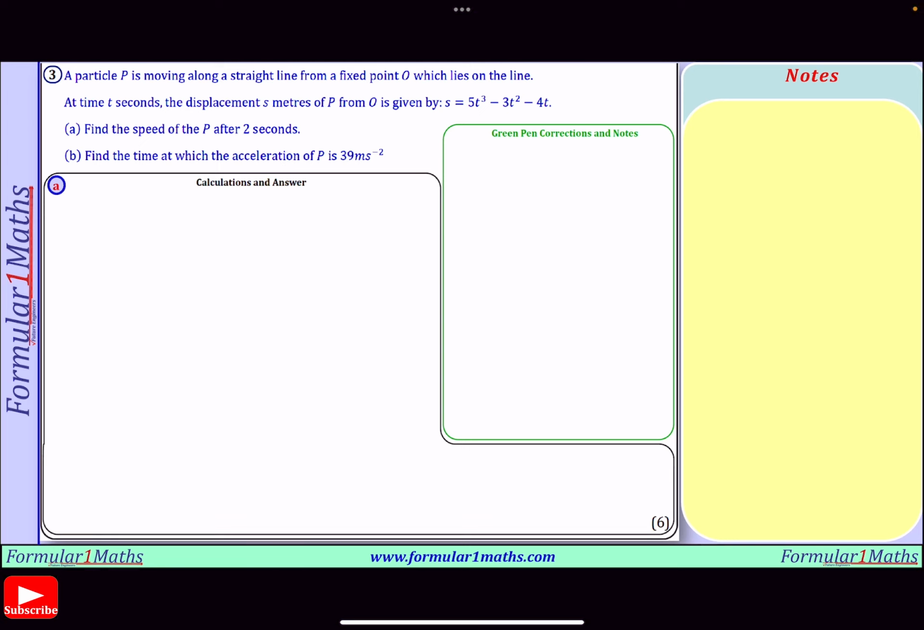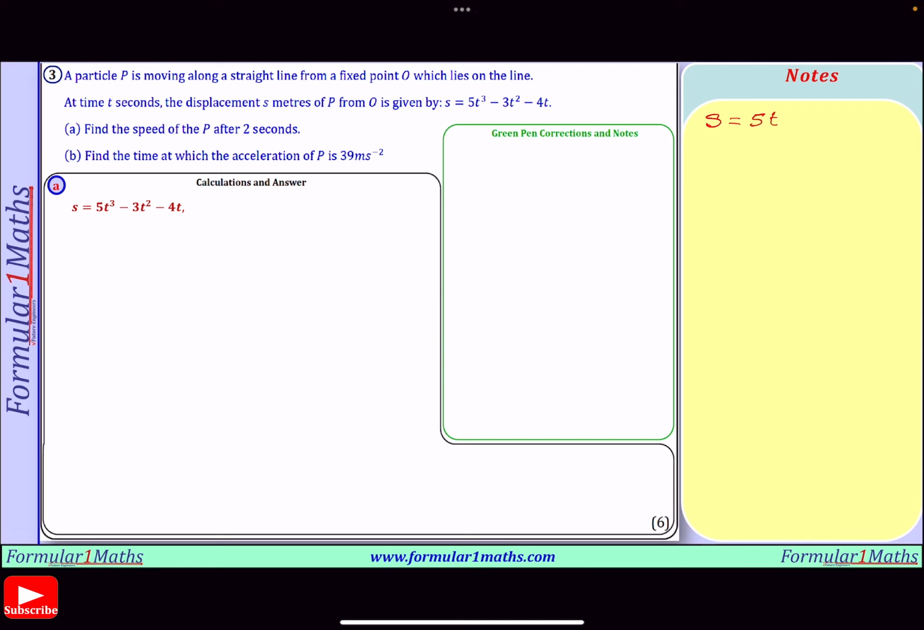So for A, we are given that the displacement s is equal to 5t cubed minus 3t squared minus 4t. To get the speed, we need to differentiate the displacement. And when we differentiate the displacement, we get velocity. But velocity is the same as speed. The only difference is that speed is a scalar quantity and velocity is a vector quantity. So if we differentiate displacement with respect to t, though we get velocity, we can regard it as speed as well.